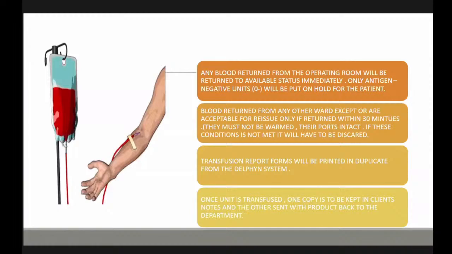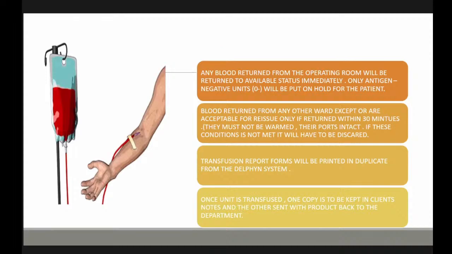So this is our blood return policy. Any blood that is returned from the operating room will be returned to available status immediately. Only antigen negative units will be put on hold for the patient. Blood returned from any other ward is acceptable for reissue only if returned within 30 minutes. They must not be warmed, their ports intact, and if these conditions are not met, it will have to be discarded.